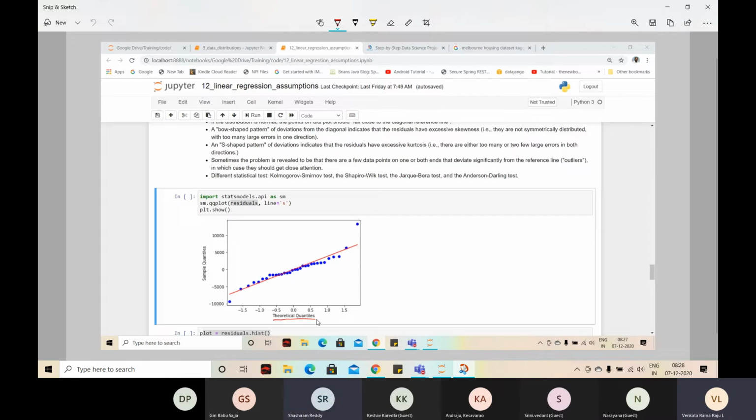See this here: theoretical quantiles and sample quantiles. We need to understand theoretical quantiles. Normally distributed data we can generate. Do you agree? We can generate normally distributed data. Can you tell me one example of a column, some column X1? Can you tell me normally distributed data in the X1 column?